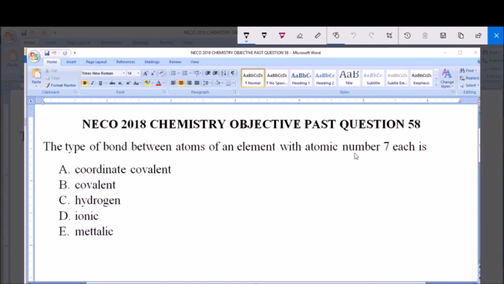Now, the element with atomic number 7 from the periodic table is nitrogen. So basically, we are being asked the type of bond between the atoms of nitrogen. Now, since nitrogen has 7 proton numbers, which is the atomic number, therefore it has 7 electrons. Now remember, it is these electrons that are involved in bond formation. So an atom of nitrogen will be represented as this.